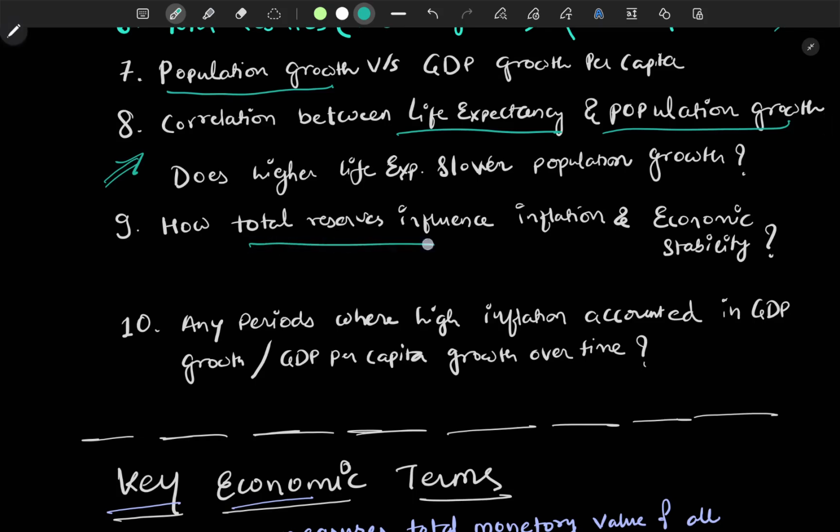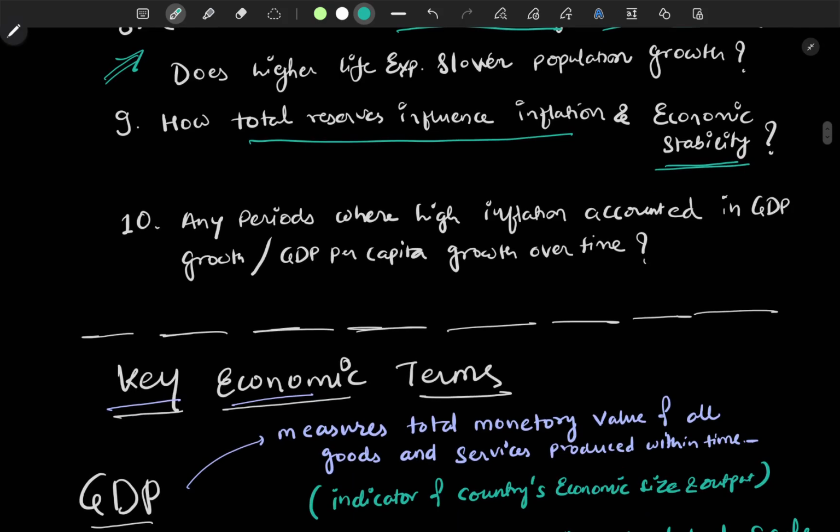Total reserves influence inflation and economic stability. Are there any periods where high inflation is accounted for in GDP growth per capita over time? Okay.